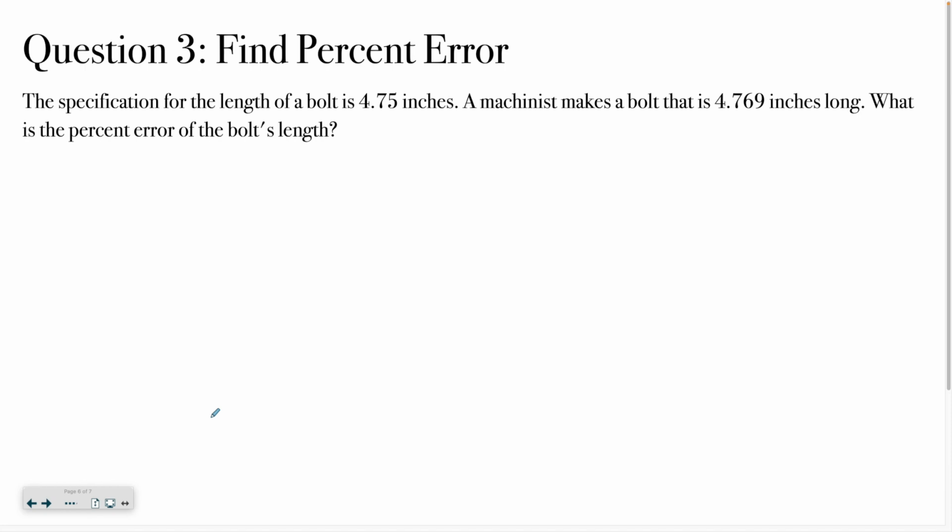And the last question for you to do is to find the percent of error for this problem. We have the specification for the length of a bolt is 4.75 inches. A machinist makes a bolt that is 4.769 inches long. What is the percent error of the bolt's length? So when you're looking at these two problems, you're going to do the same thing that we did on the last one in order to find the part. But then if you're wondering which one do you use for the whole, you want to, in this problem, use the number that it's supposed to be.